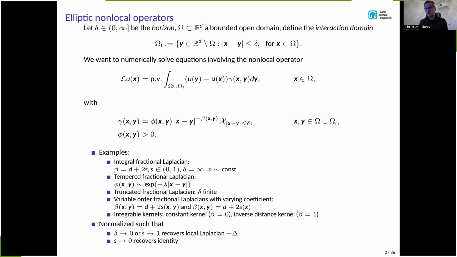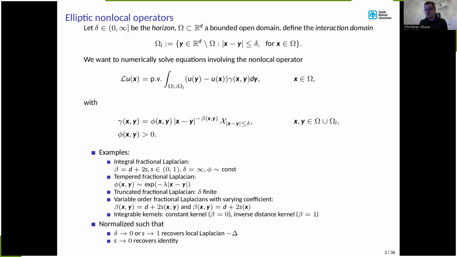And on the other hand, there's also this big family of integrable kernels. So something like a constant kernel or this sort of inverse distance kernel fall into this family of kernels that we want to consider. And this inverse distance kernel is motivated in some ways by peridynamics.